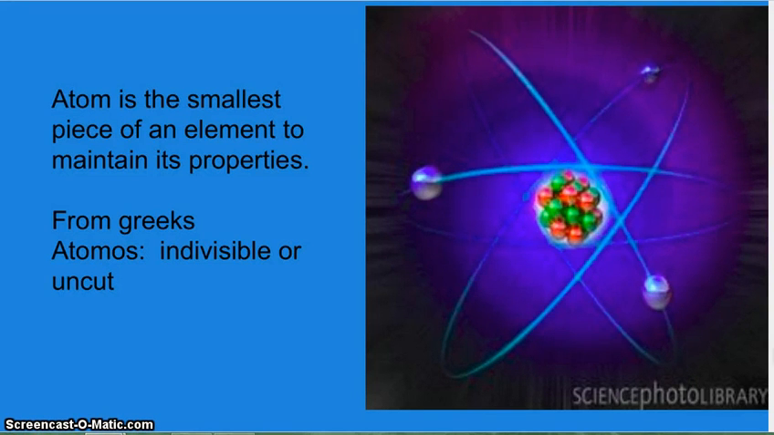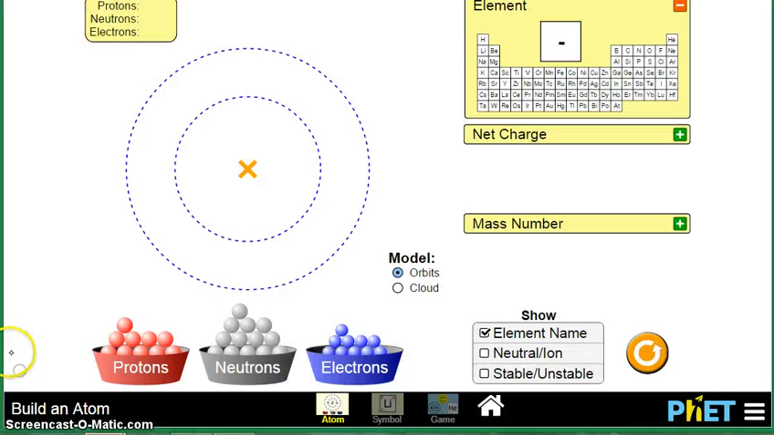So if we were actually looking at this atom and wanted to identify its pieces, we see that we have this big glob of things in the center, and then we have things which appear to be moving around the outside. And so we have this piece in the center, which is called our nucleus, and there are two different types of particles in it. And then we have these particles on the outside moving around the nucleus. Okay, so we're going to use a simulation to help us make some sense out of what this is.